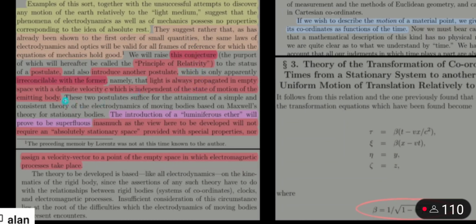So anyway, with those two postulates, the constancy of the speed of light with respect to inertial observers, in addition to that, he says the introduction of a luminiferous ether will prove to be superfluous inasmuch as the view developed here will not require any absolutely stationary space provided with special properties, nor assign a velocity vector to a point in empty space in which electromagnetic processes take place. Okay, so what is that? That's really important because he's removing the medium as a physical medium, like the physicality of it.